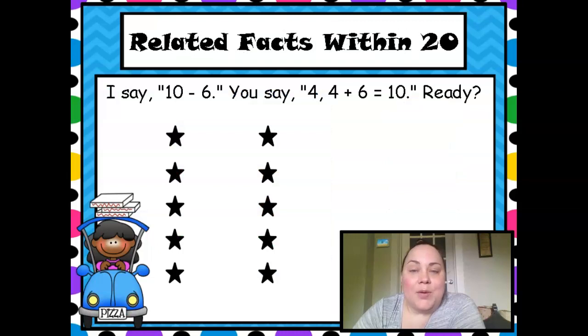For our fluency, we're going to relate facts within 20. I'm going to give you a subtraction problem. And when I snap my fingers, you're going to give me the answer and then turn it into an addition problem. So for example, if I said 10 minus 6, when I snap, you would say 4. 4 plus 6 equals 10. Are you ready?